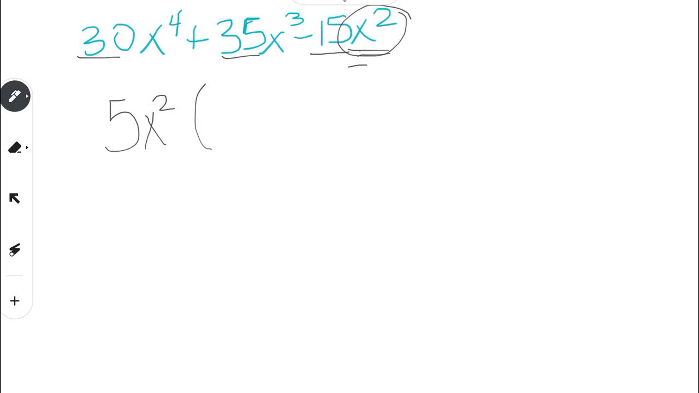So let's go ahead and figure out what's left inside the parentheses. So 5 times 6 is 30, and x squared times x squared is x to the 4th.